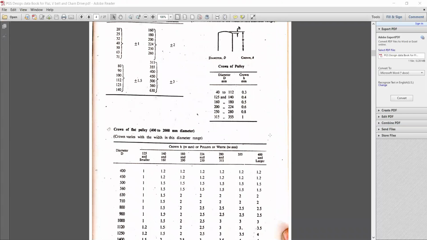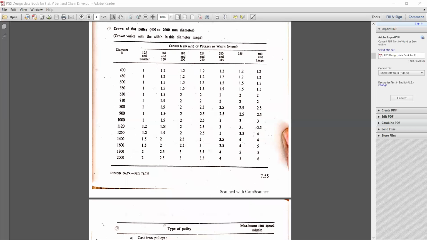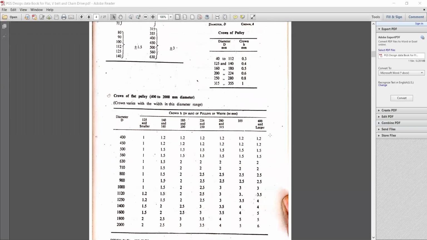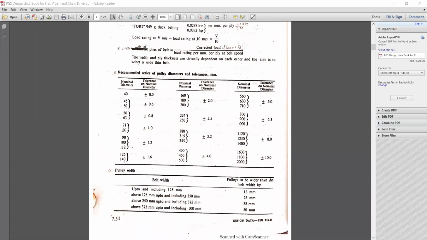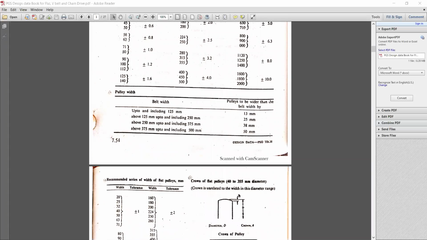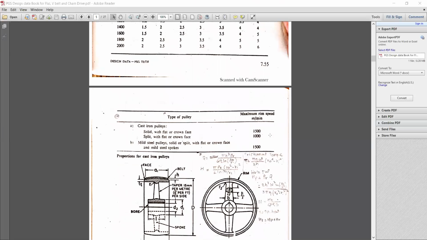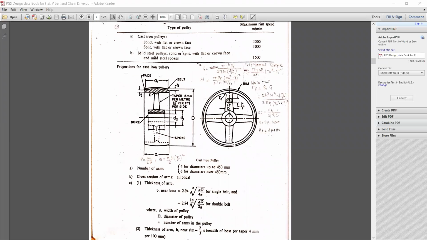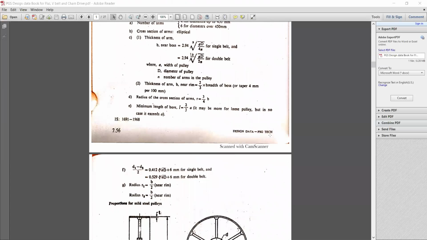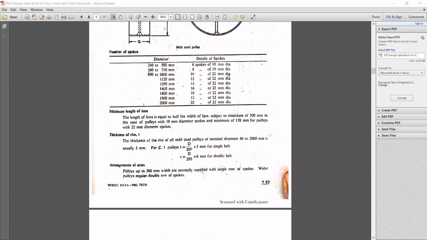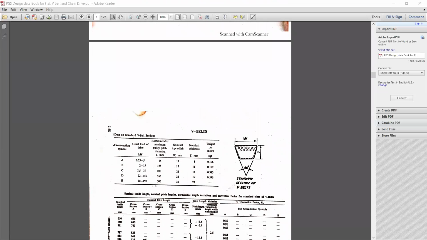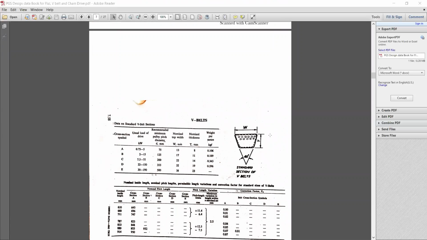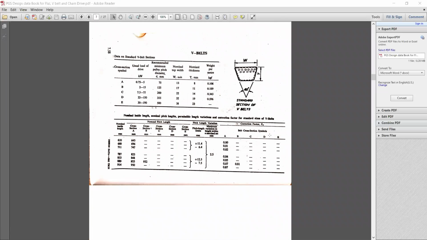Okay, and about the pulley standard dimension, page number 7.55. It starts from 7.54 to 55 and continues with the design of pulley on 7.56 and 7.57. Okay, from page number 7.58, the design of V-belt will start.